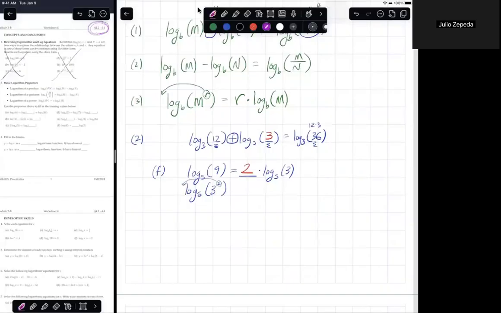And then let's do one more. Similar to E, let's say. We'll make it a little bit different: log base 5 of 27 minus log base 5 of blank equals log base 5 of 9.